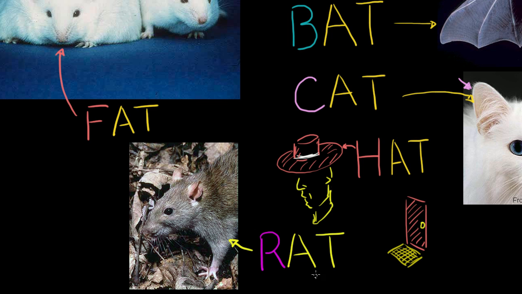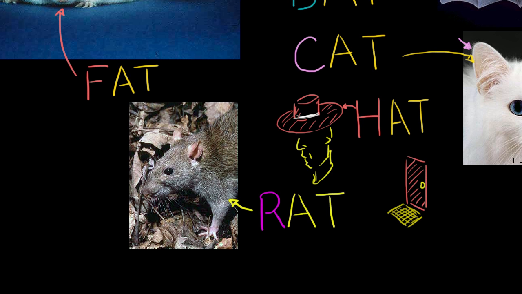A doormat. Begins with M. M for mat. So I'll do it in that orange color. This is a mat. M for mat. Mat. Well, there's actually a few more. I thought I was almost done, but there's actually a few more words.